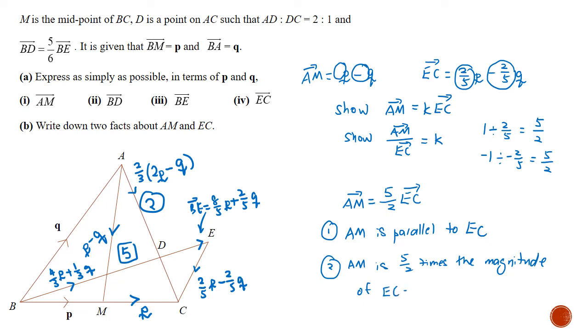Once again, in order to write down two facts about two vectors, you first have to show whether one of the vectors is a scalar multiple of another vector. Because by showing this, you will be able to see whether the vectors are parallel or whether the points are collinear, and how many times the magnitude of the other vector the vector is. And so this is how we solve geometrical problems involving vectors.